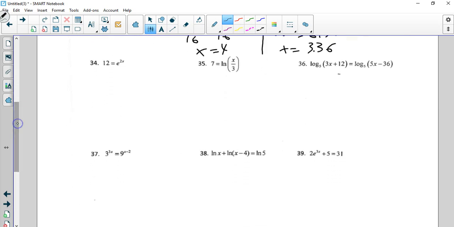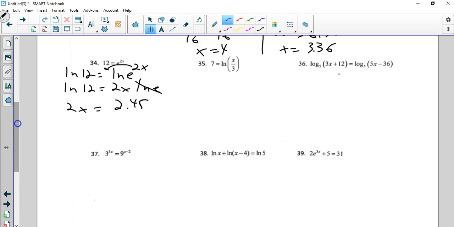Moving on. Okay, I'm going to ln both sides. So I'm going to write ln 12 equals ln e to the 2x. As soon as I write ln e, I can get rid of it. If you want to think about moving that in front, that's fine. Some people, if you want to do the extra step, do 2x ln e and then cross it out, whatever. ln 12 is a decimal. So we end up with 2x equals ln 12, which is 2.48. Divide by 2, x is 1.24.